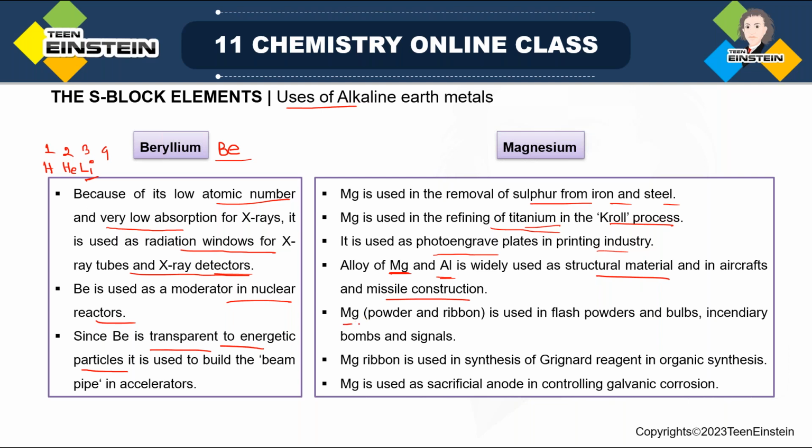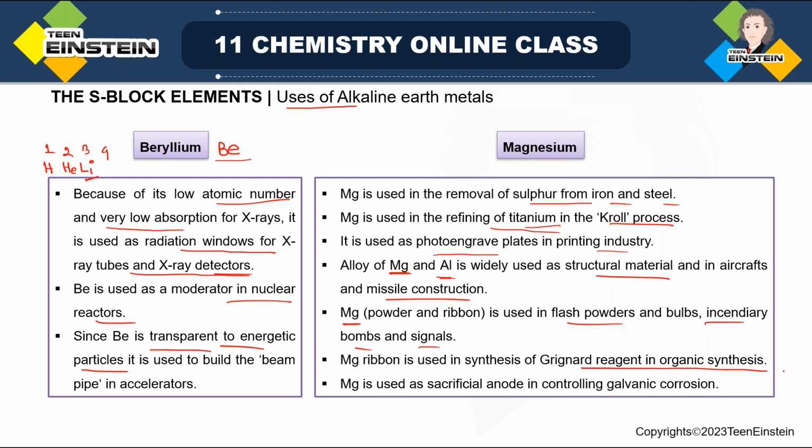The next application is magnesium in powder form or in ribbon form. Ribbon form is like a tape type of structure. Magnesium in these two forms can be used as flash powder. Flash powder is used mainly in fireworks, bulbs, incendiary bombs and signals. These are some special types of bombs which are used as a weapon, you can say. Then magnesium ribbon is used in the synthesis of Grignard reagent in organic synthesis.